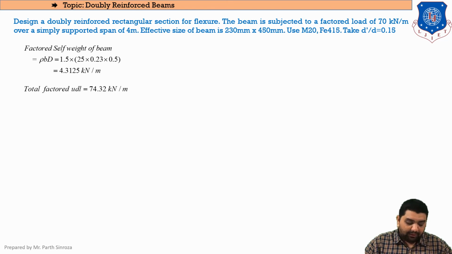So the total factored UDL comes out to be 74.32 kN per meter. That is 70 was already given in the question to be a factored load. Multiplying this by factored self weight.